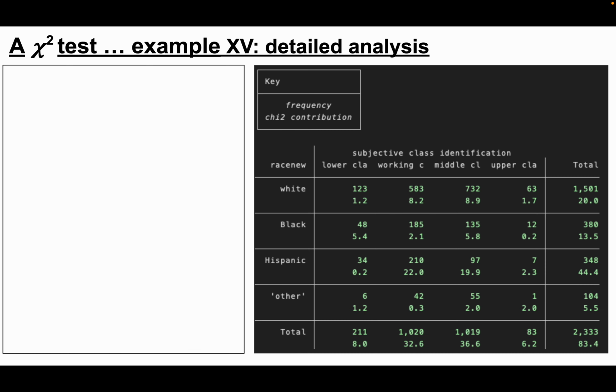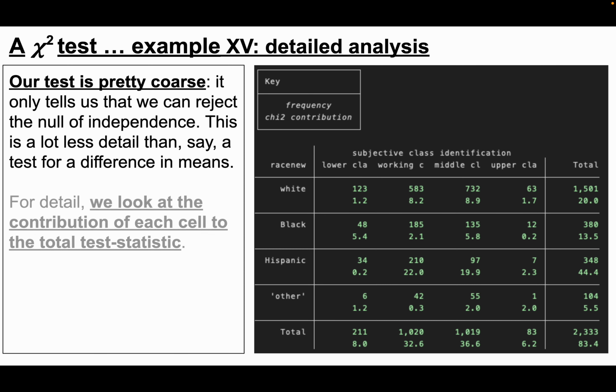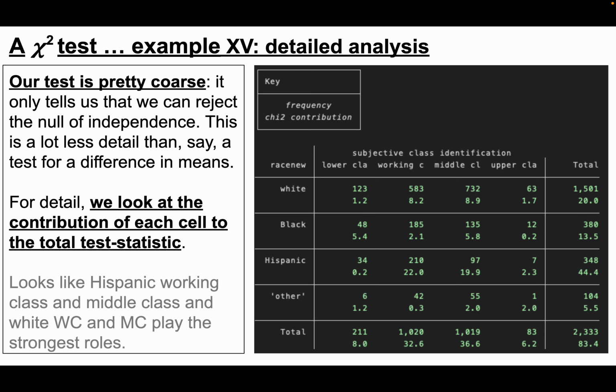So what does that actually mean practically? What it means is that the two variables are related. But our test is pretty coarse, so it can only tell us that we reject the null that the two variables are unrelated. That's a lot less detail than, say, a difference in means. So for detail, we look at the contribution of each cell to the total test statistic. So for instance, these are all chi-square contributions. You can see that we already calculated it for whites. That was this here, but we didn't look at it for other groups. We let Stata do that for us.